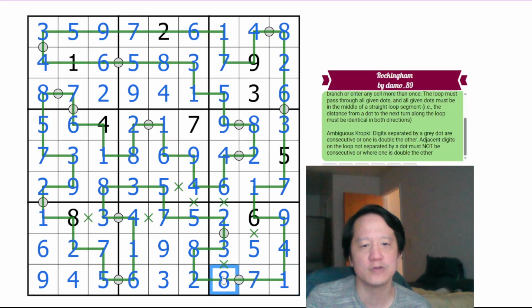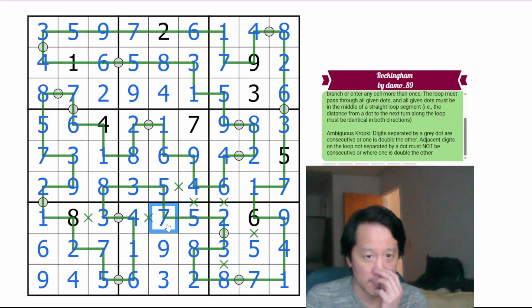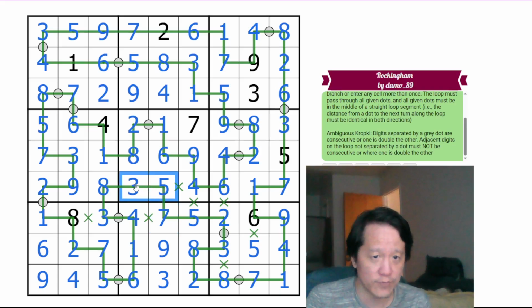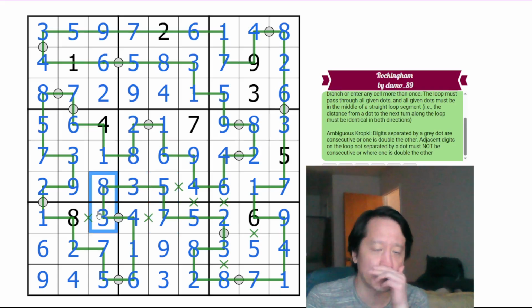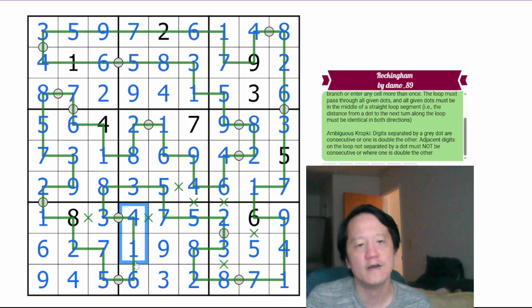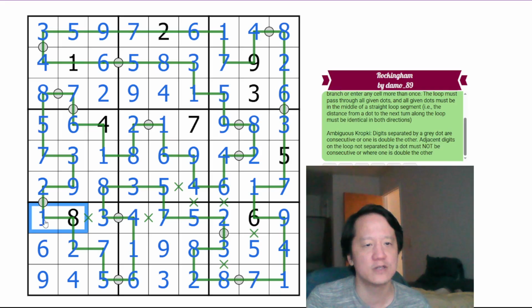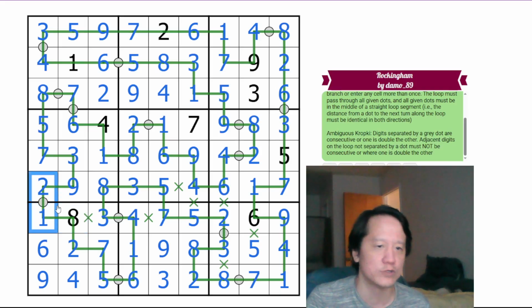7's consecutive with 8. 8, 2, nothing. 2, 8, nothing. 8, 3, nothing. 3 is consecutive with 2. 2, 5, nothing. 5, 7, nothing. 7, 5, nothing. 5, 3, nothing. 3, 8, nothing. 8, 3, nothing. 3, 4 is consecutive. 4, 1, nothing. 1, 6, nothing. 6, 5 is consecutive. 5, 7, nothing. 7, 2, nothing. 2, 8, nothing. 8, 1, nothing. 1 and 2 are consecutive or 1-2 ratio.